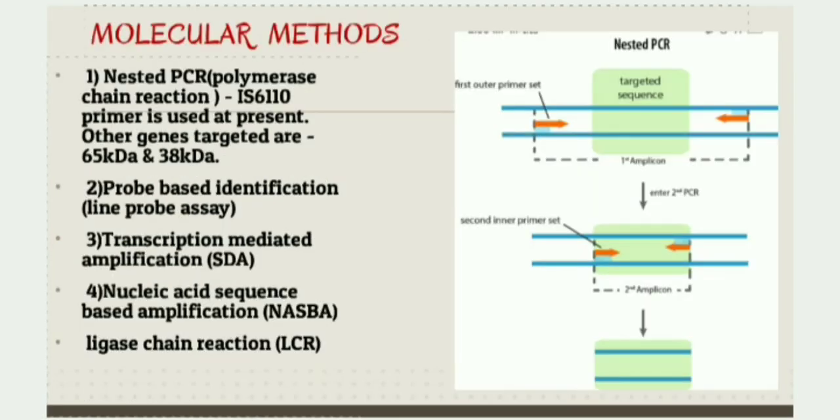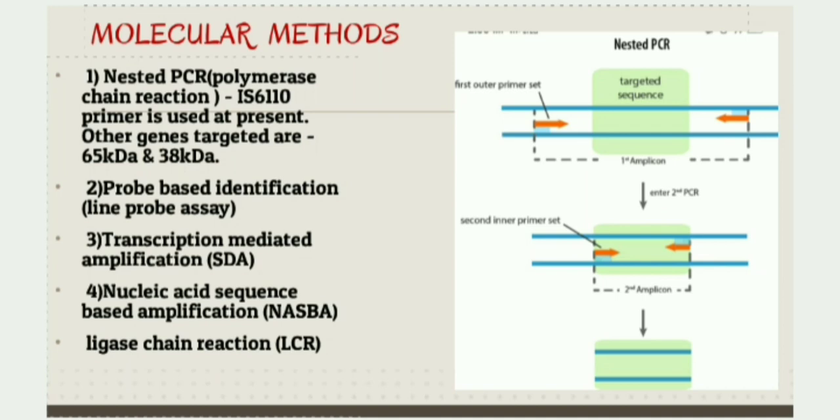The molecular methods have several advantages. First, it takes less time than culture. Second, it is more sensitive than culture. Third, it is highly useful for extrapulmonary samples which are paucibacillary in nature, which means the sample has a low bacillary load, because molecular methods can detect as low as 1 bacillus per milliliter of specimen. Fourth advantage is that it can detect the drug resistance gene.